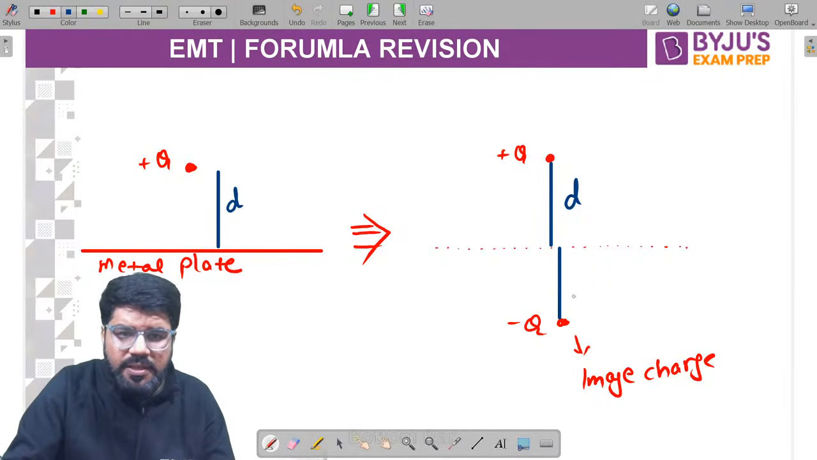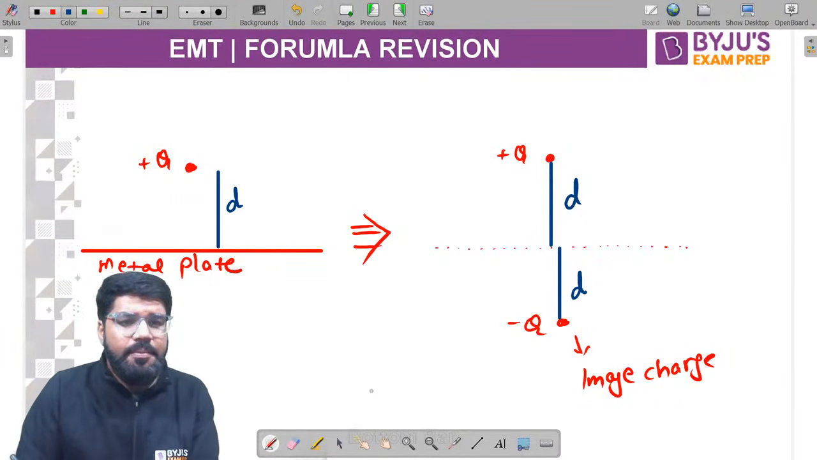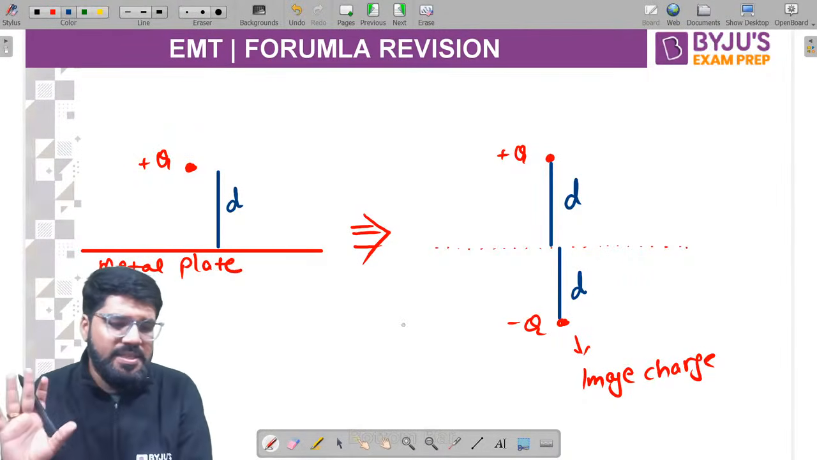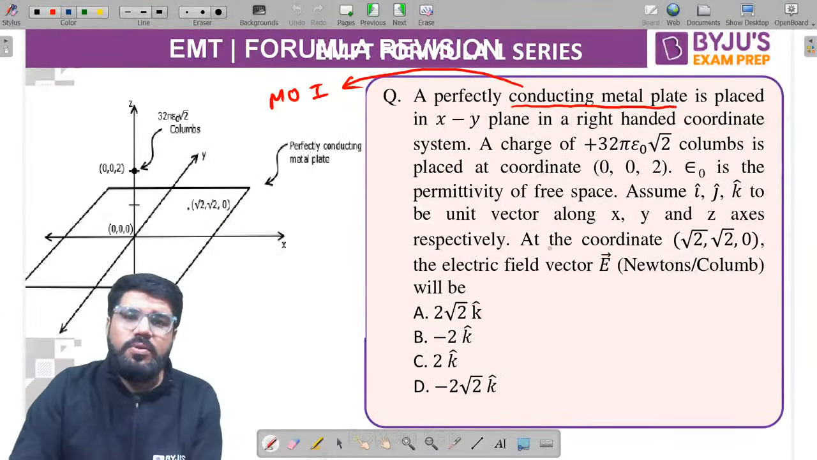If this is D, this should also be D below the metal plate. Okay, this is the method of images. This is how you apply the method of images. Now let's apply it to this particular question.